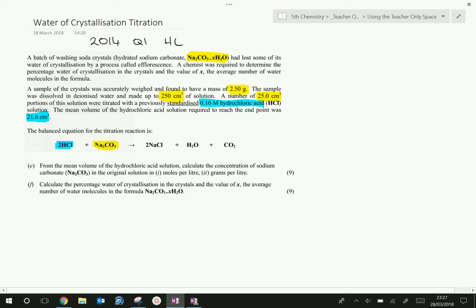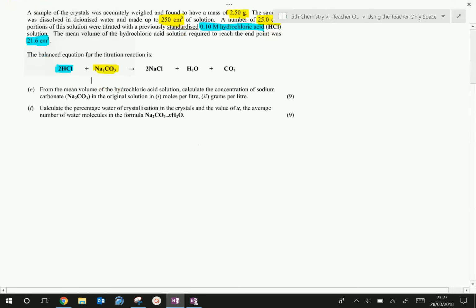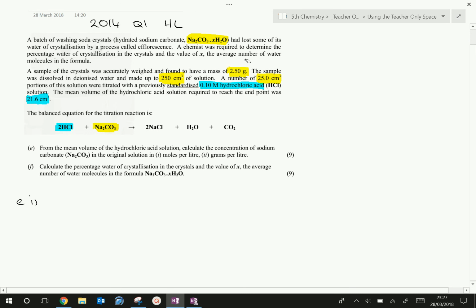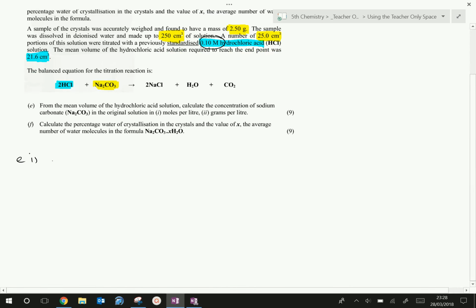So from the mean volume of the hydrochloric acid solution, calculate the concentration of sodium carbonate in the original solution in moles per litre and in grams per litre. So we're going to get it in moles per litre first. So part E part 1. So we're going to start with the concentration we know. And the concentration we know is that we have 0.10 molar hydrochloric acid. So I have 0.10 moles per litre of HCl.